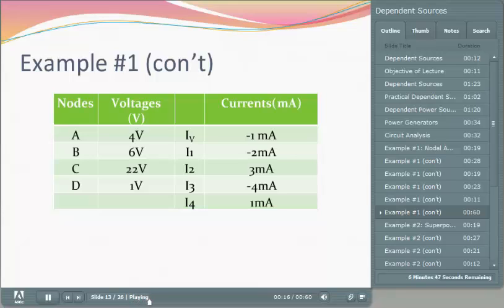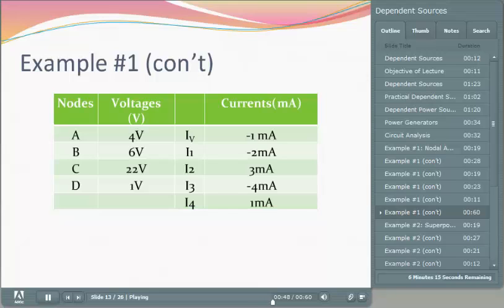The current IV, the current leaving the independent voltage source, is equal to minus 1 milliamp, or it's actually entering the independent voltage source and is acting to charge the voltage source, and the voltage source is actually a power consuming device. I1 is equal to minus 2 milliamps, I2 is equal to 3 milliamps, I3 is equal to minus 4 milliamps, I4 is equal to 1 milliamp.